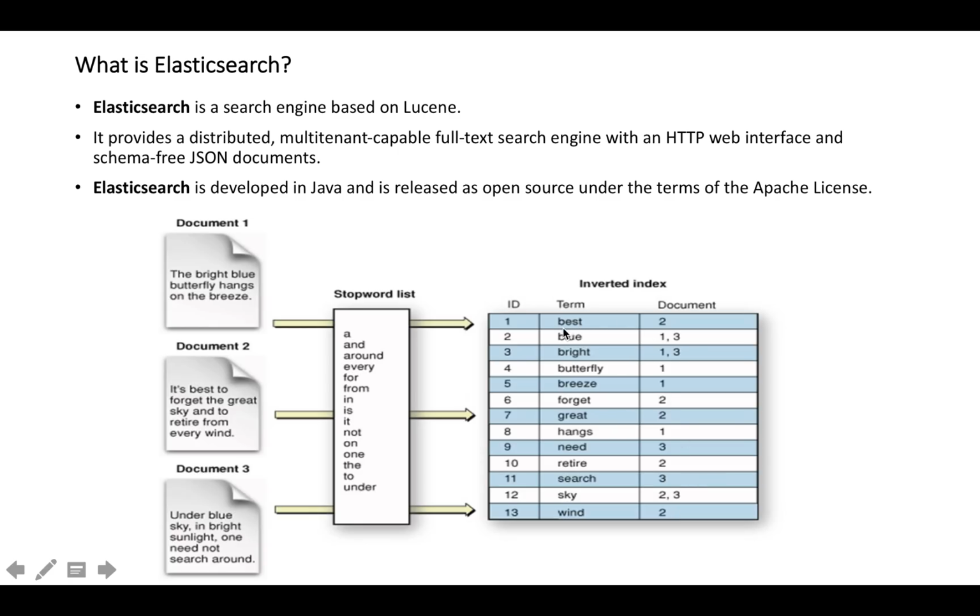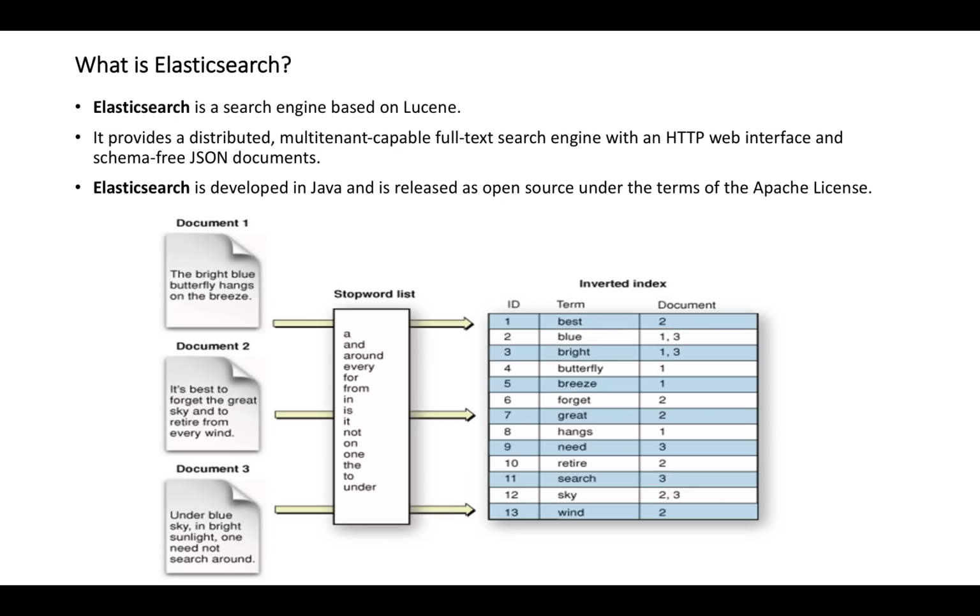For example, let's take the word best. The word best is located in document 2. If you can go here, best is the word located in document 2. Take the word blue. The word blue is in both document 1 and 3. So you have the word blue here and the word blue here, 1 and 3. So the way it is indexed is going to be very helpful when you search the data, when you go and get the data.